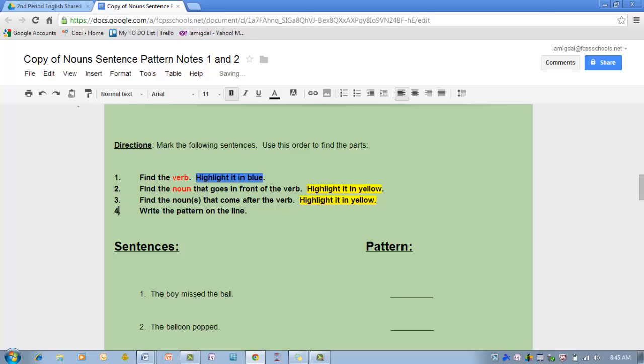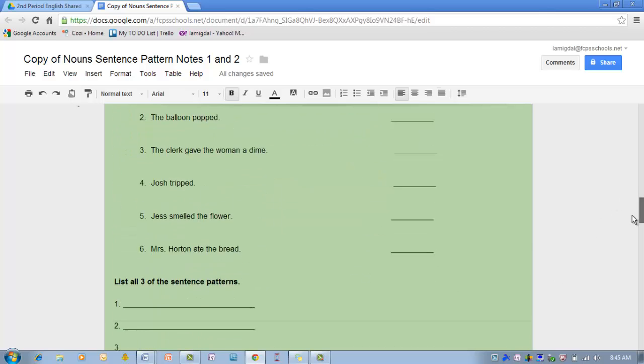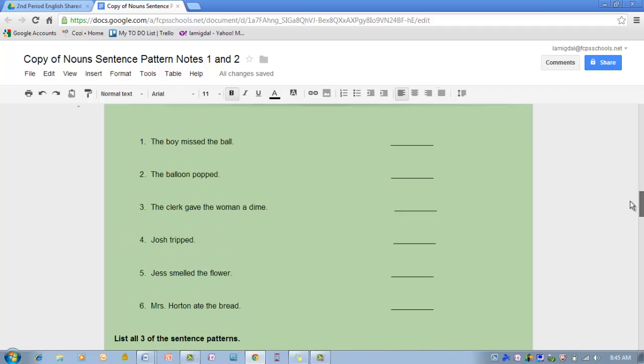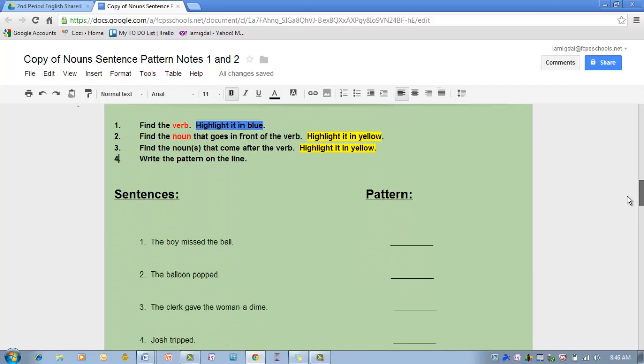Same thing you did up top. You're going to find the verb, mark it in blue, find the noun in front of the verb, highlight in yellow, find the nouns behind the verb, 1 or 2 of them, and go ahead and write the pattern on the line. Okay, stop the video and go ahead and do that, and then I'll be back and see if you got them right.